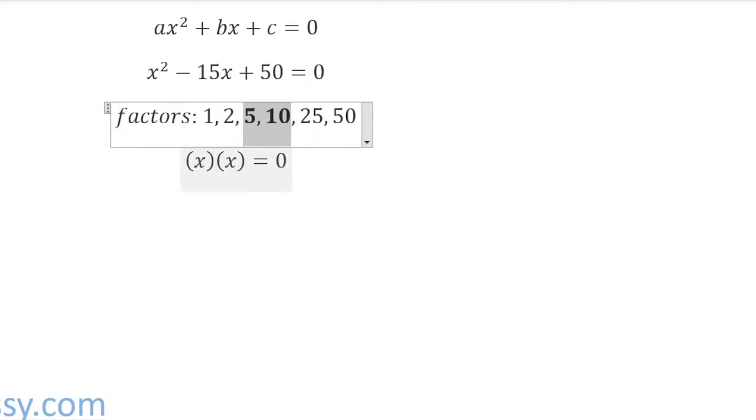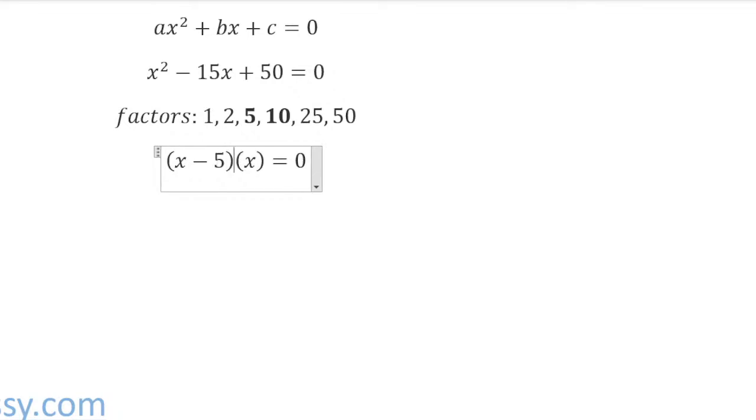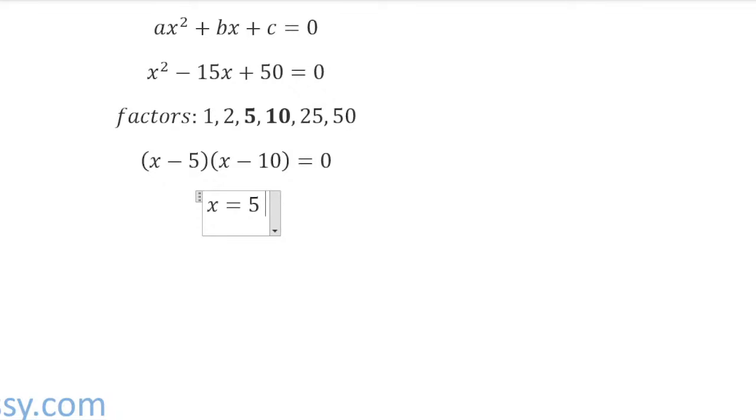So if the last term is positive, we'll have the same sign, so we take the sign of the middle term. So it's going to be minus 5 and minus 10. Perfect. Therefore x is equals to 5, or x is equals to 10. So these are the two possible values of x.